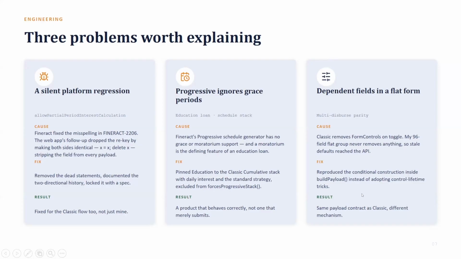The last one is dependent fields in the platform. The classic removes form controls on toggle. Whenever we click a UI field and want to show some new fields, I have fixed that in the build payload for the convenient loan product type. It shows the correct UI fields which have to be shown when we select a particular UI field.